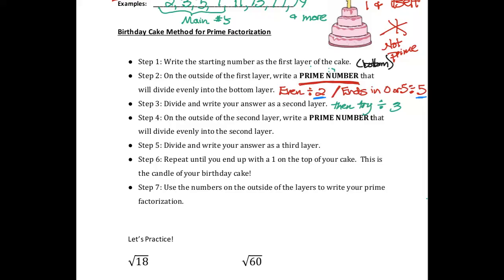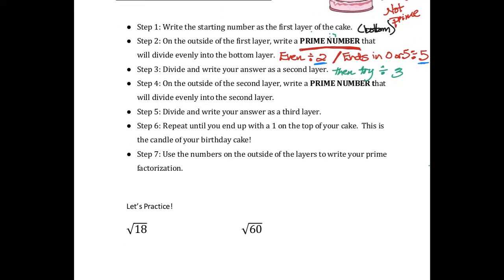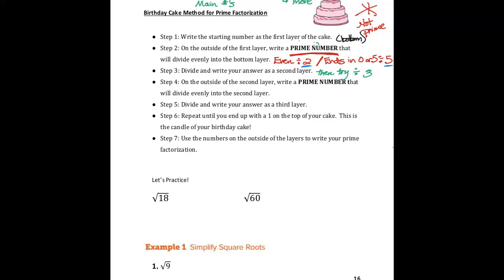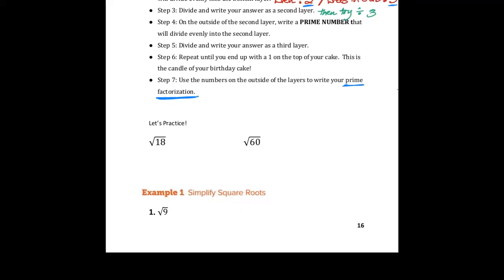We're going to divide and get numbers. On the outside of the second layer, write a prime number that divides evenly into the second. And we keep going up until we get to the top where we reach 1, and that's going to be our birthday candle. So step 6, repeat until you end up with a 1 on the top of the cake. This is the candle. Step 7, use the numbers on the outside layers to write your prime factorization. So this is prime factorization. Factors, remember, are just numbers that you multiply.